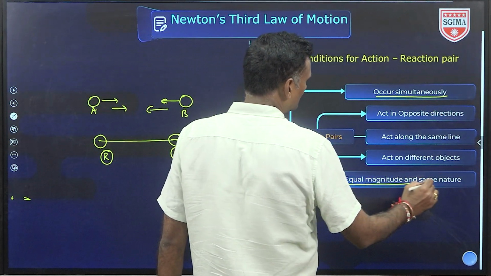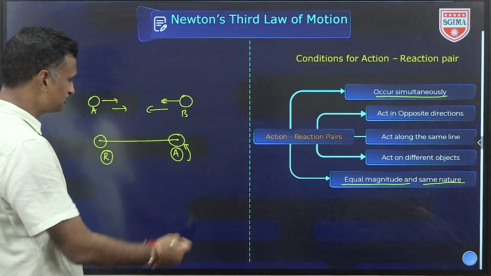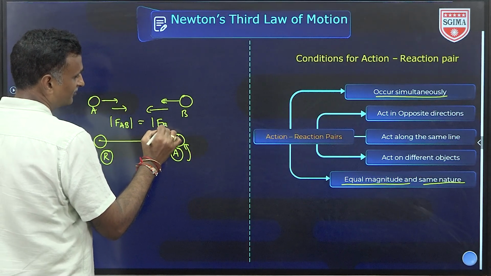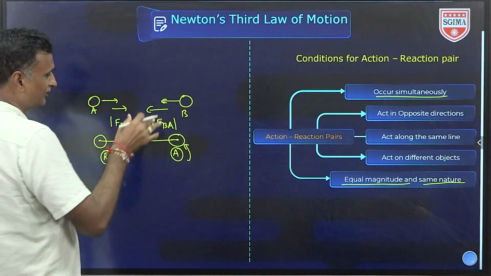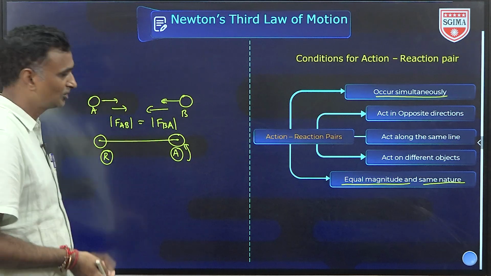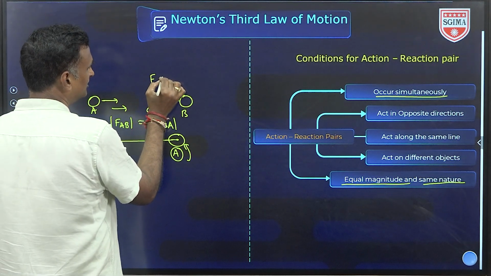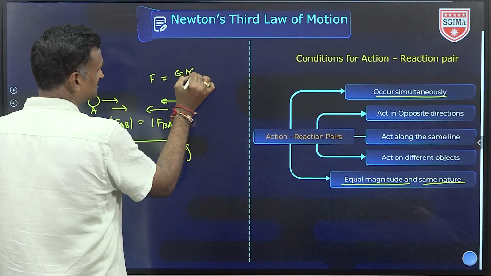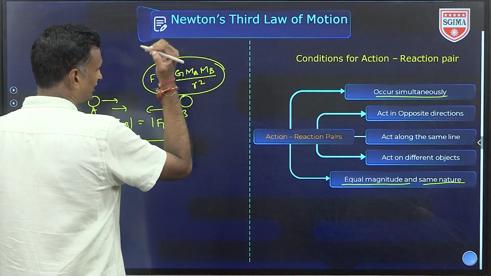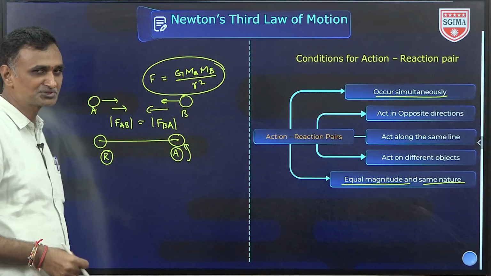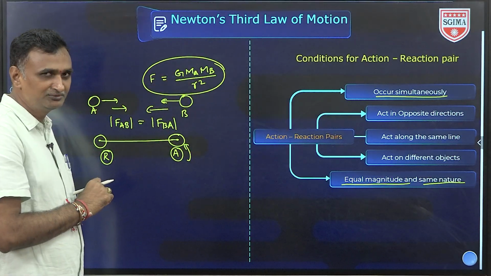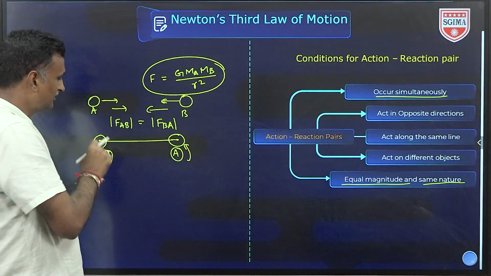Next, equal magnitude and same nature. Just now I told you this is FAB, and its magnitude must be equal to FBA. We discussed this in the last slide, and their magnitudes are the same. For the magnitude, we learned in the gravitation lesson, if you note it down, the magnitude of force can be given as G MA MB by R squared. This is the magnitude of force with which they influence each other. The magnitudes of FAB and FBA are equal to this, but their directions are opposite.